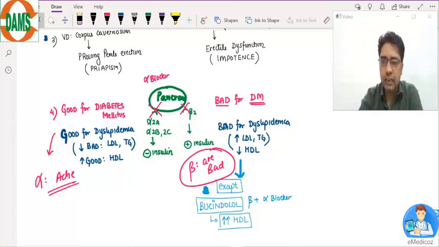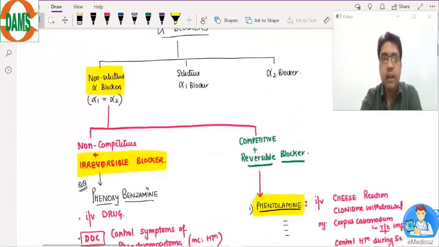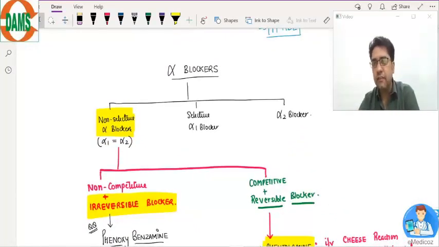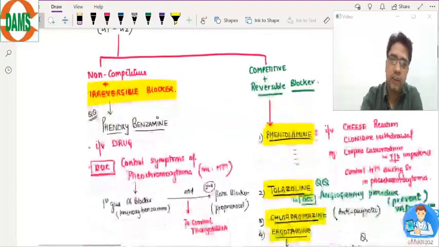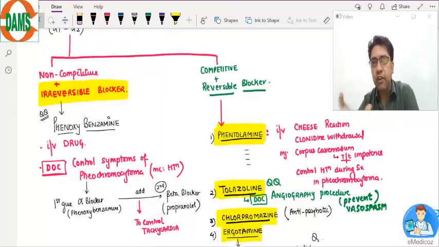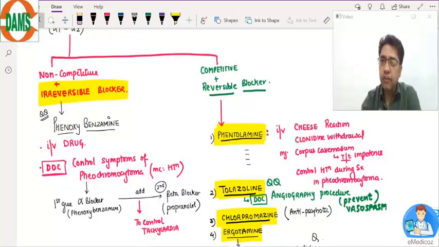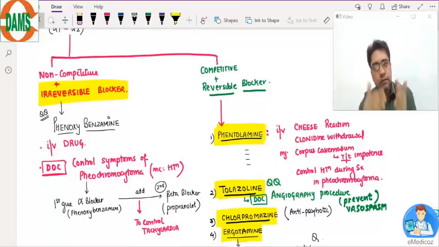You don't have to go into the detail. Bucindolol is an exception. Now, alpha blockers are of three types: non-selective, alpha 1 blocker, alpha 2 blocker. Non-selective, competitive and irreversible: phenoxybenzamine, the drug of choice for controlling the symptoms of pheochromocytoma. After phenoxybenzamine, you will add a beta blocker. If you add a beta blocker first, it will lead to unopposed action of epinephrine on the alpha receptor, vasoconstriction, and a further shoot up of BP. So in pheochromocytoma, alpha and then beta.